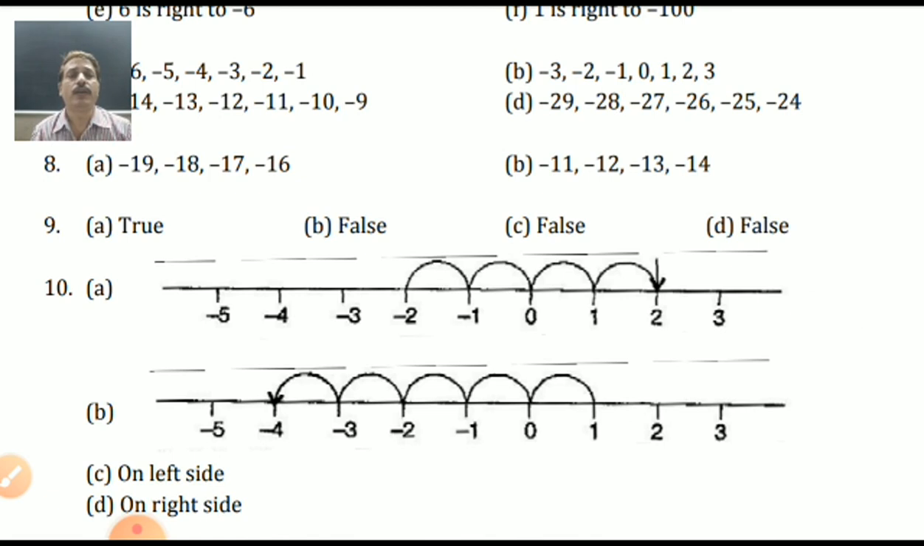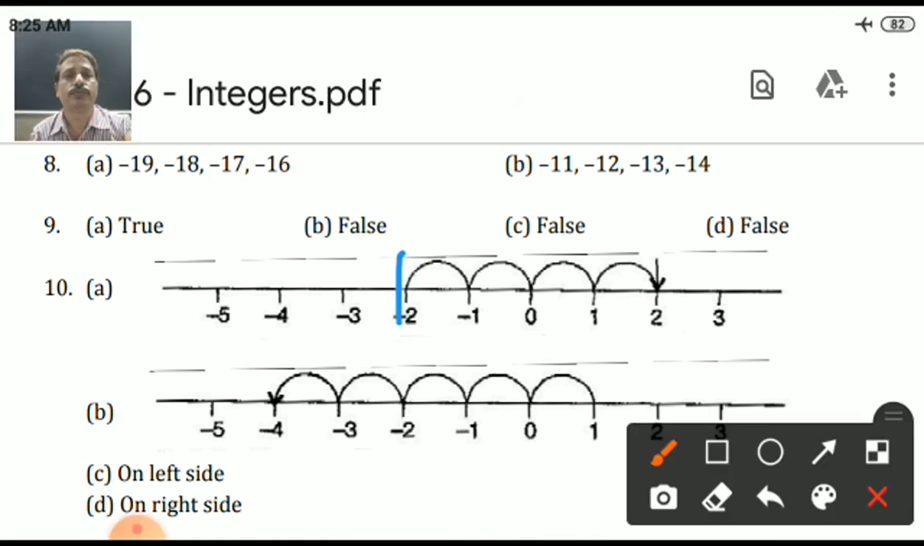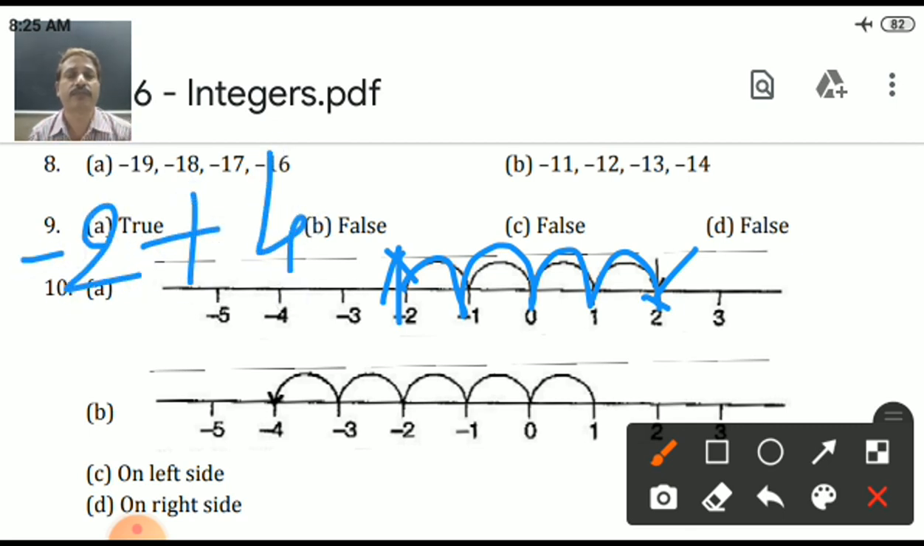I said you are on 2, so the starting position is 2. How many jumps do you have to move, and in which direction? Right direction, 4 steps. 1, 2, 3 and 4. Where do you reach here? Moving on the right side means plus. So 4 minus 2, the answer is 2. So you will reach 2.